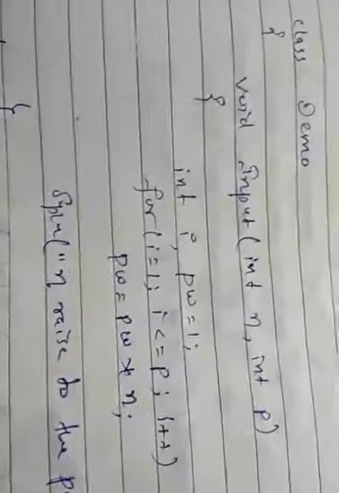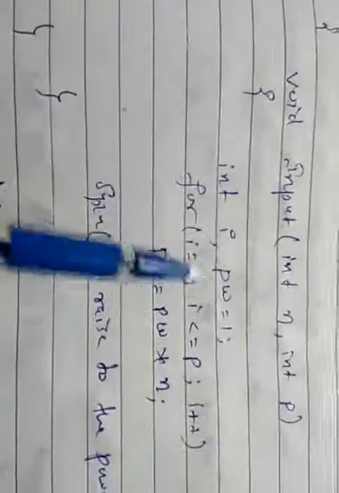And now the question number 4, you have to calculate n raised to the power of p without using the Math.pow function. So how is this possible?